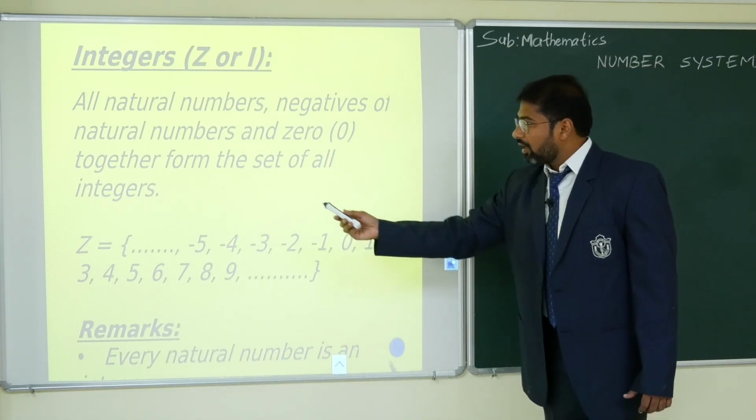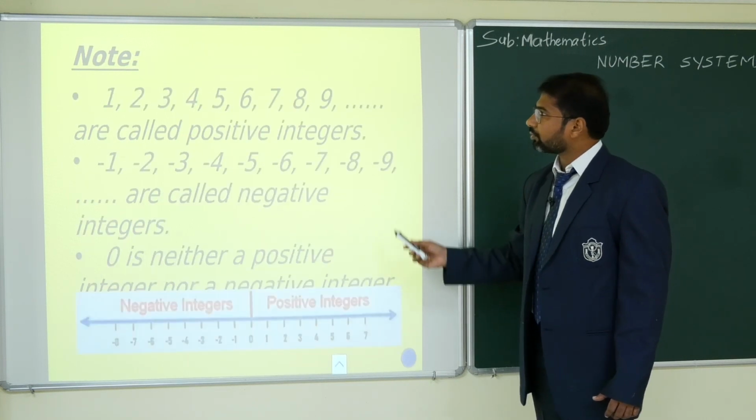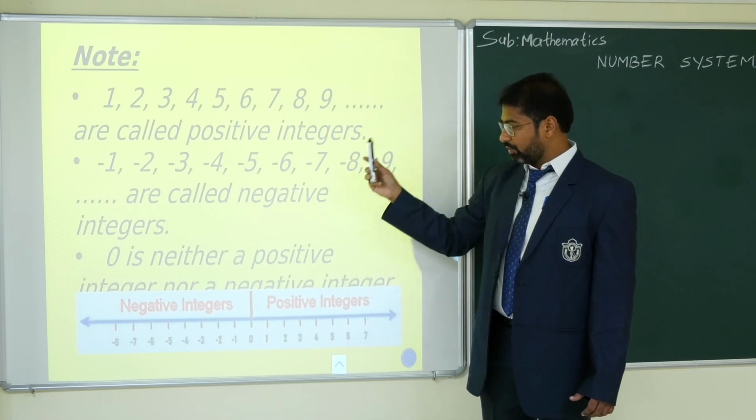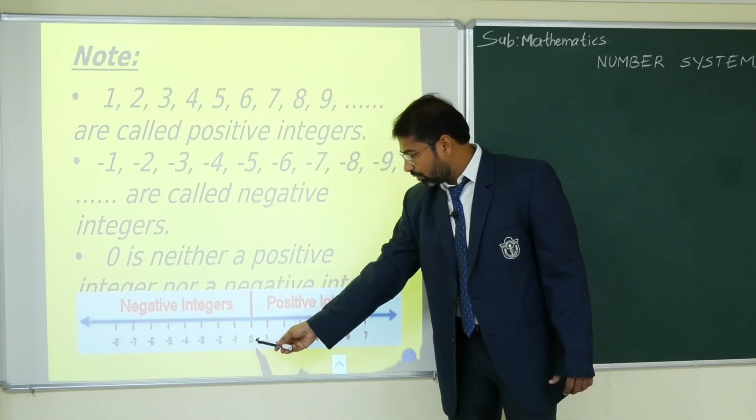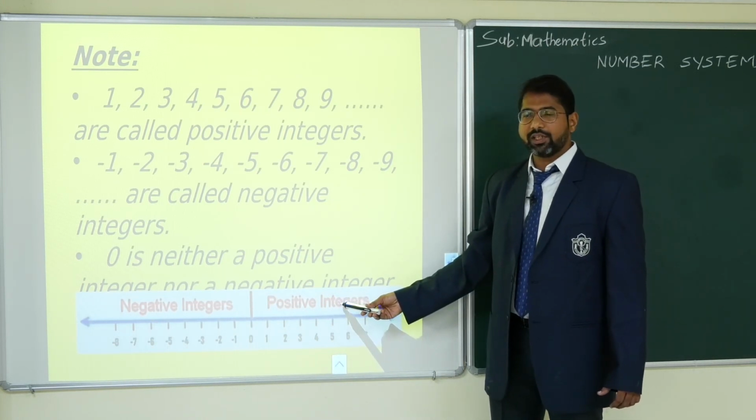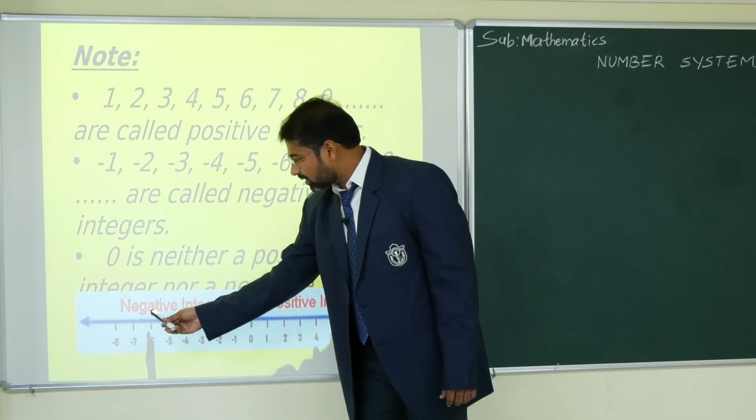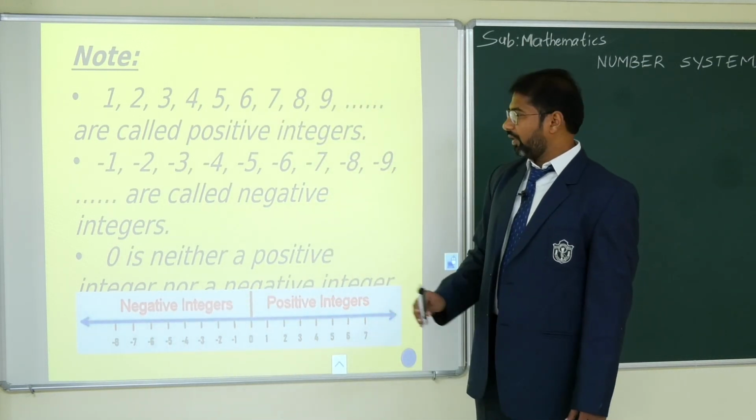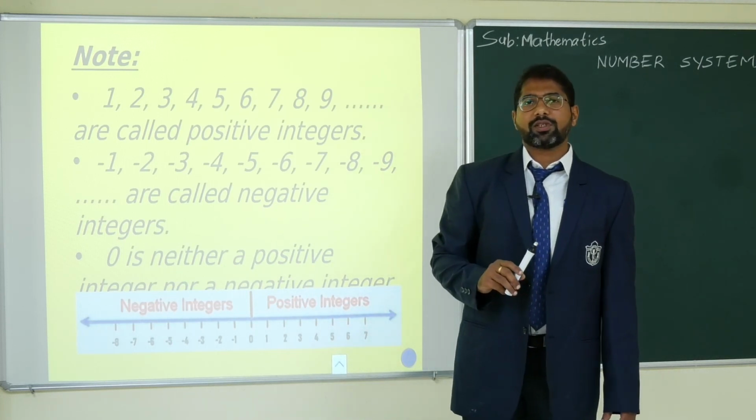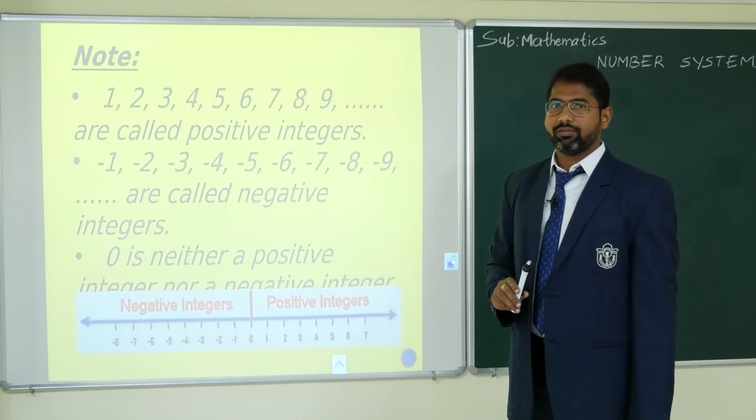Next, we can classify integers into positive integers and negative integers. You can see 0, to the right side of 0 we can name them as positive integers, whereas to the left side of 0 we call them negative integers. When it comes to 0, 0 is neither a positive integer nor a negative integer.